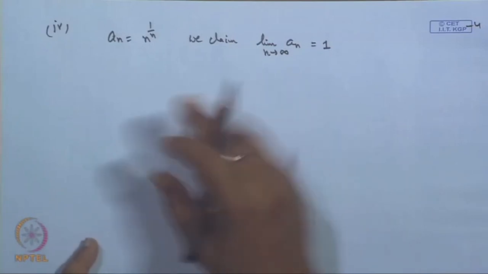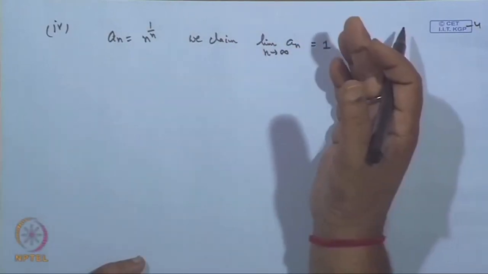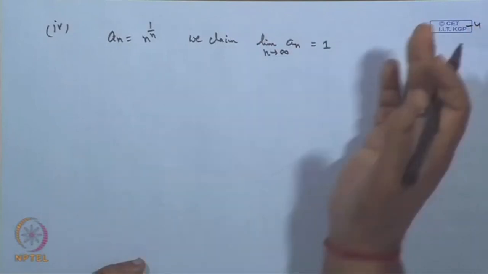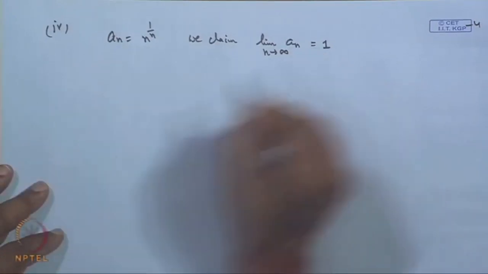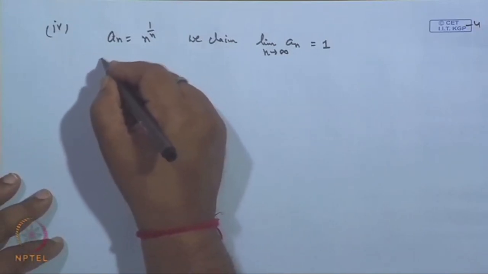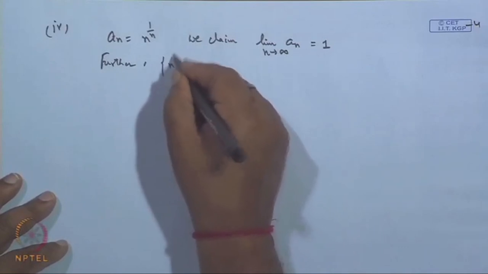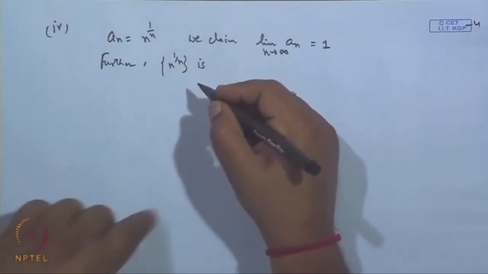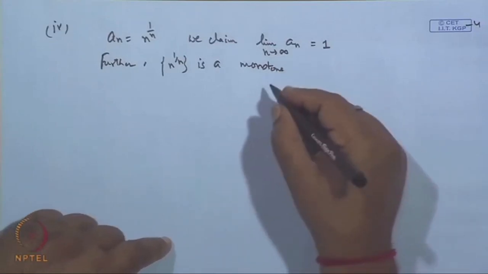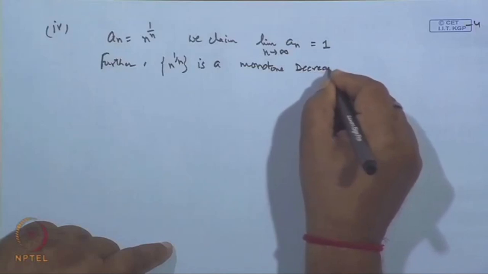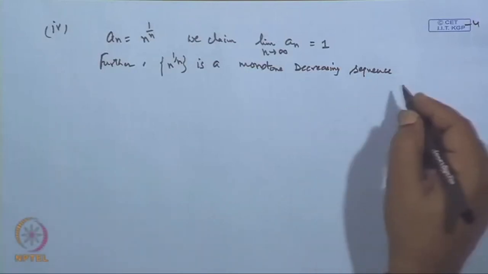First, we will show that this sequence is a monotone sequence. If we prove it is monotone decreasing or increasing, if increasing and bounded above, or if decreasing and bounded below, then the limit will exist. So first, we claim that the sequence n to the power 1 by n is a monotone decreasing sequence. Why? This is our claim.